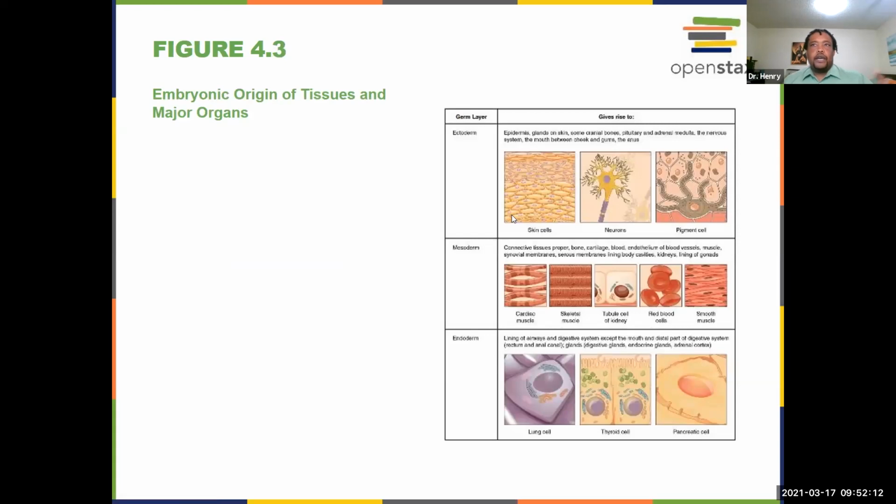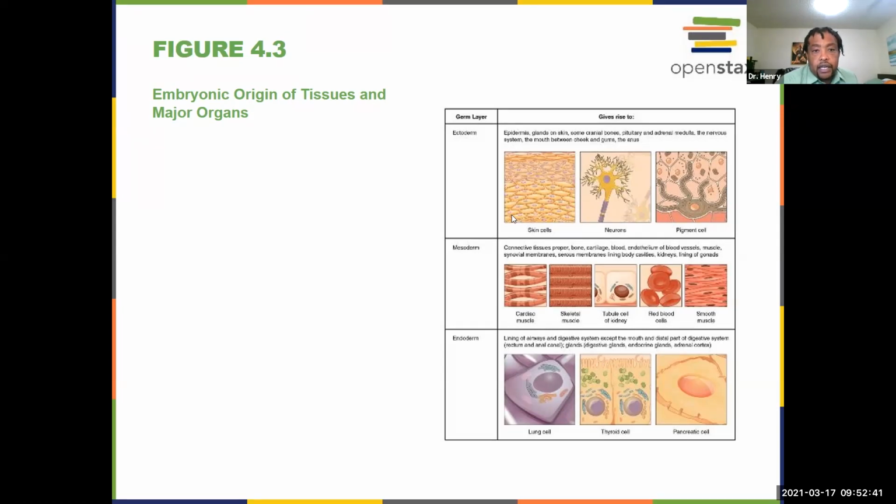Okay, so again, we're back to that embryo stuff, right? So from those ectoderm cells, those guys are going to give us our skin. They're going to give us our nerves. They're going to give us our pigment. The mesoderms are going to give us our cardiac muscle, our skeletal muscles, the tubule cells for the kidneys. They're going to give us our red blood cells and our smooth muscle cells.